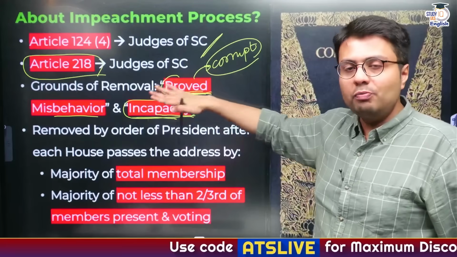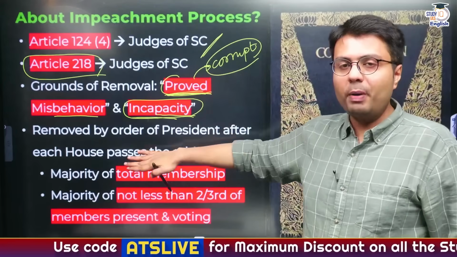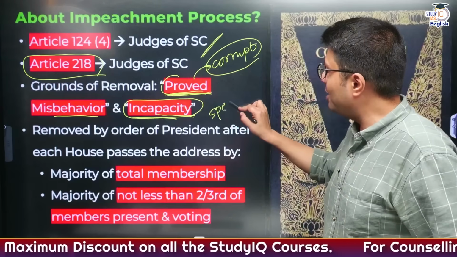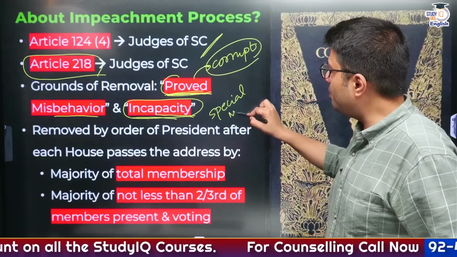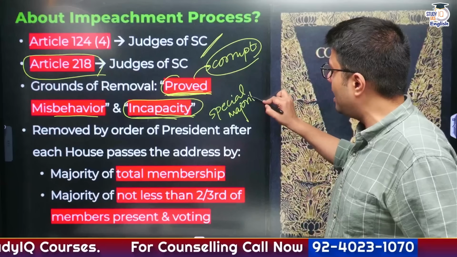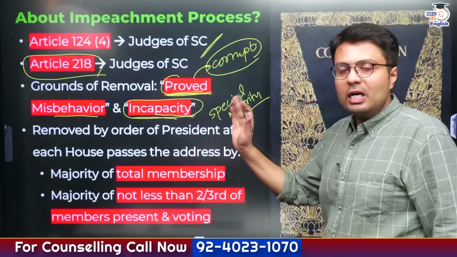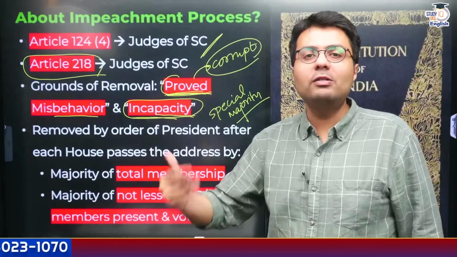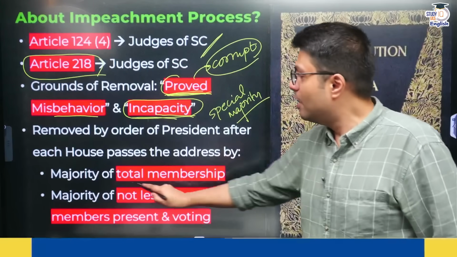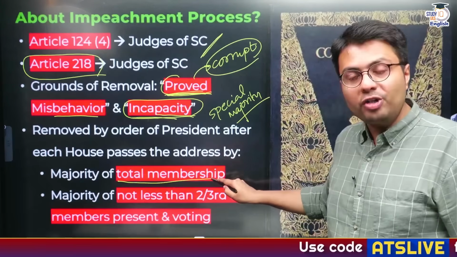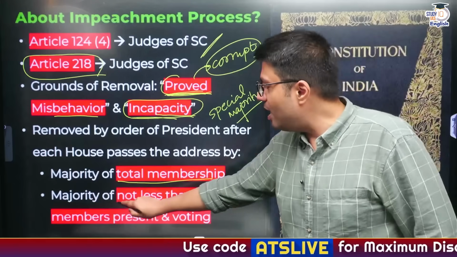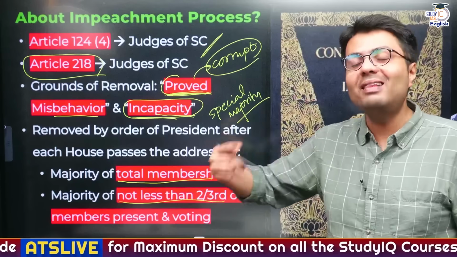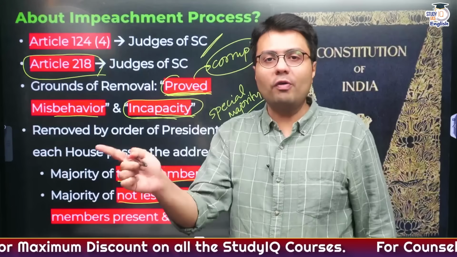Now, to get this motion adopted in the Houses of Parliament, you need to get this passed by what is called a special majority. Let me tell you how this special majority works. Once this resolution is adopted on the floor of the House, it needs to be passed by a special majority, which means a majority of the total membership of the House and a majority of not less than 2/3 of the members who are present and voting at that particular instance, in both of the houses.